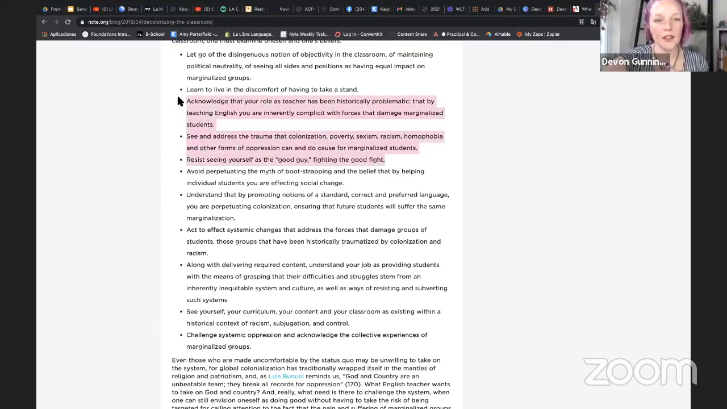I think that these are the ones that stand out the most to me. So I'm going to read out these ones, but of course, different ones are going to stand out to you. Learn to live in the discomfort of having to take a stand. Acknowledge that your role as teacher has been historically problematic, not the good guy.